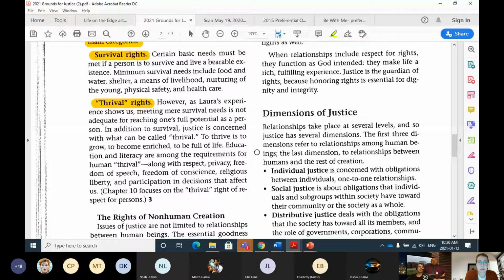So along with respect, privacy, freedom of speech, freedom of conscience, religious liberty, and participation in decisions that affect us, those are all seen as thrival rights.